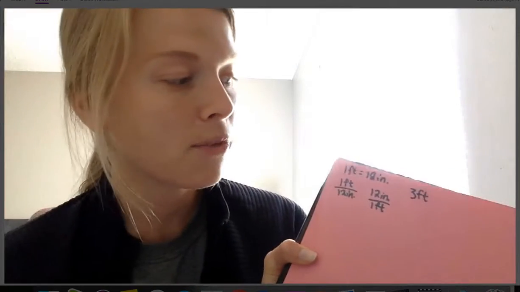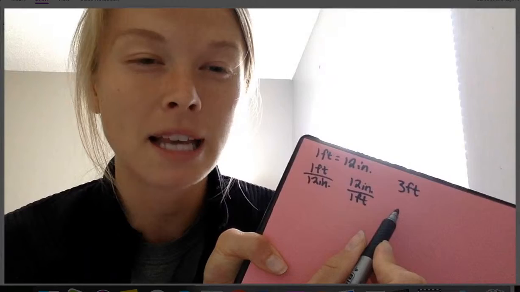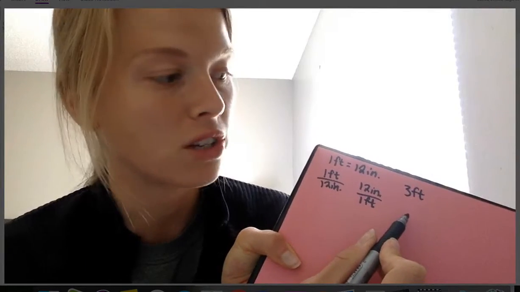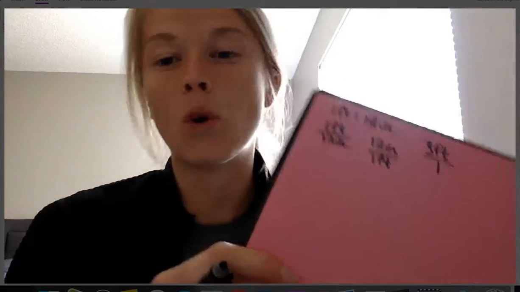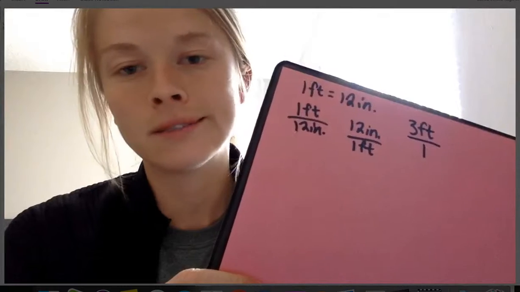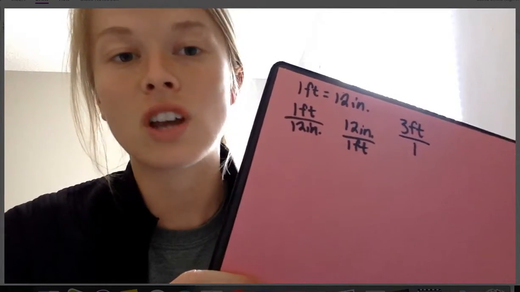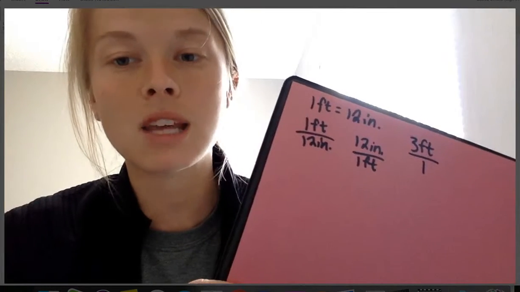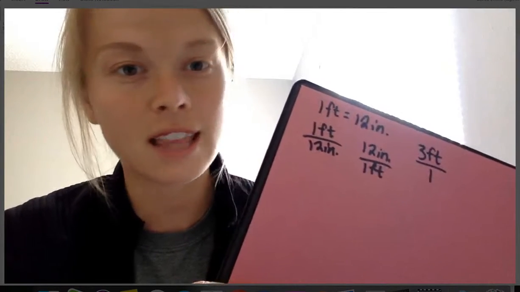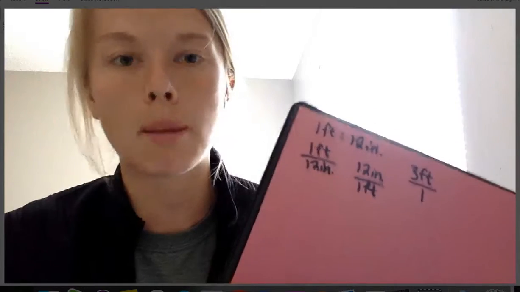All right, so my first step for doing this is to take the number that they give me and put it on top as my numerator in the first fraction. So what I like to do is I like to put that 3 feet over 1, just the number 1. It's not 1 foot, it's not 1 inch, it's just 1. It's purely a placeholder. It's there to remind me that my 3 feet is the numerator and that it is multiplied with the top group.